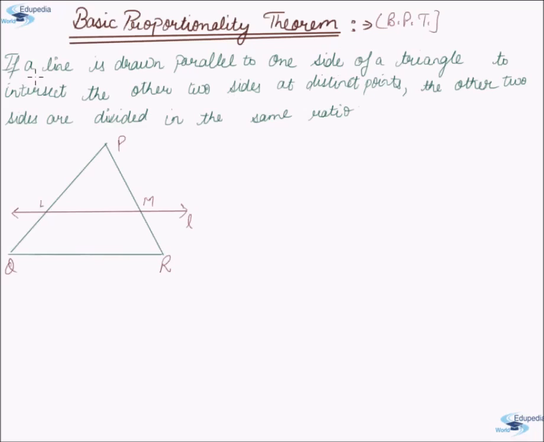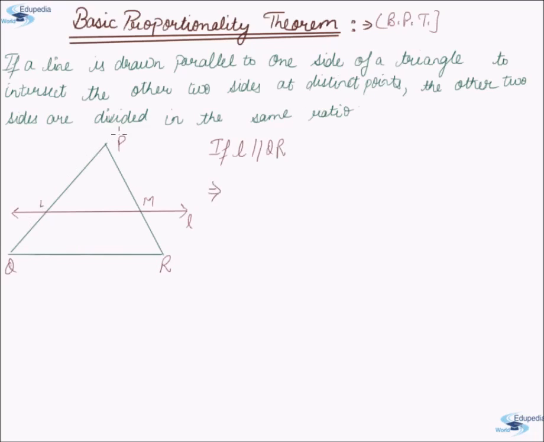So the formal statement of this theorem says, if a line is drawn parallel to one side of a triangle to intersect the other two sides at distinct points, the other two sides are divided in the same ratio. That is, if a line L is drawn parallel to QR, then according to this theorem, the other two sides are divided in the same ratio if the parallel line intersects the other two sides at distinct points.